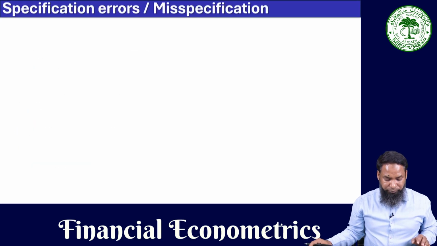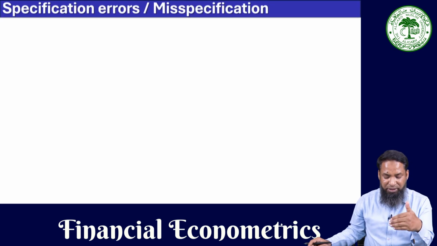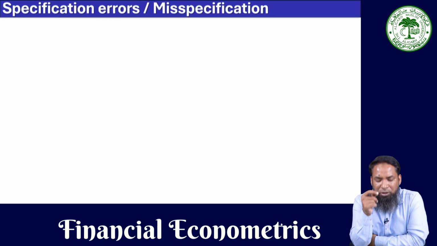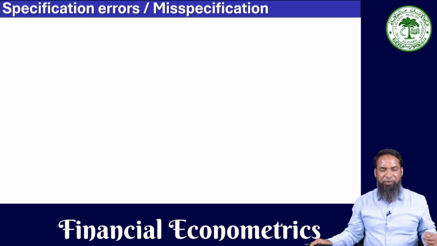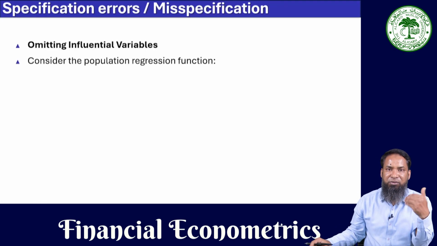Now, let us talk about the second violation of the assumptions, that is specification errors, or what we call misspecification. You may recall that one of the assumptions in OLS is that the equation is correctly specified. If it is not specified correctly, what will be the consequences? Let us discuss those. When we say misspecification, it could be, for example, omitting an influential variable.